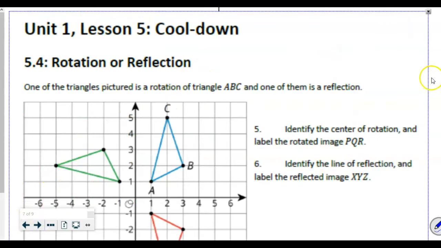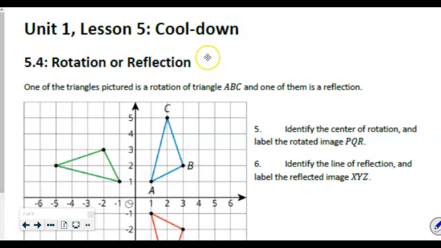Your homework is happening after the cool down. I always forget about the cool down. Let's do the cool down first.